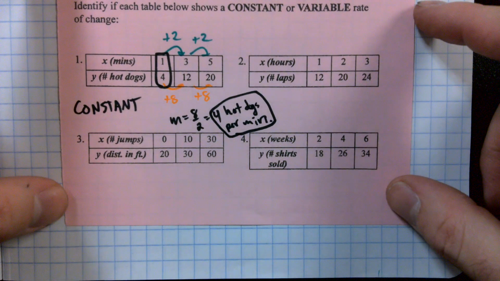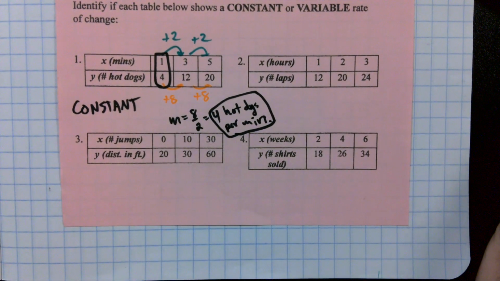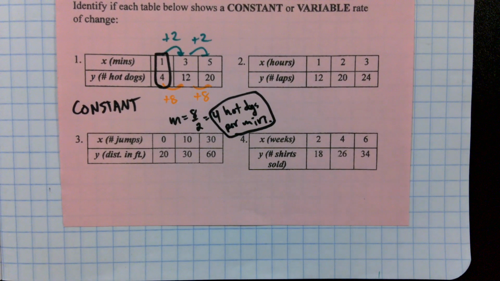Take a few seconds on your own. Do 2, 3, and 4. See if you have a constant change or a variable change. Give it a try on your own. And then we'll get going.